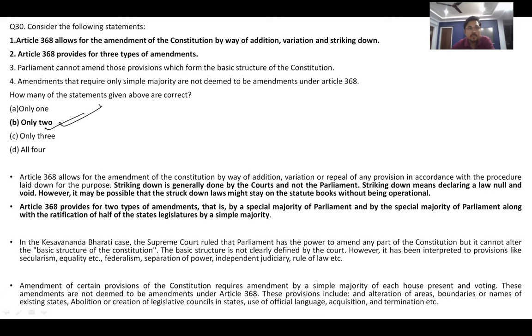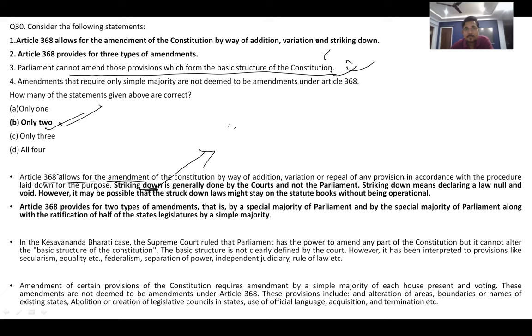So Parliament cannot amend those provisions which form the basic structure of the constitution. Article 368 allows for the amendment of the constitution by way of addition, variation or repeal of any provision in accordance with the procedure laid down for the purpose. Striking down is not correct; it should be repeal.